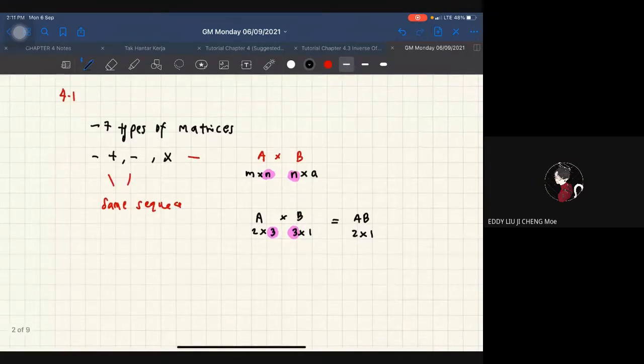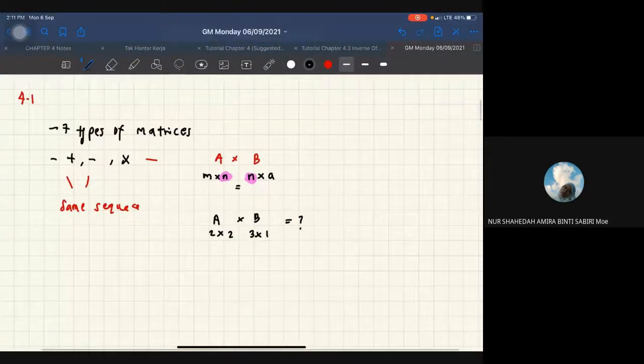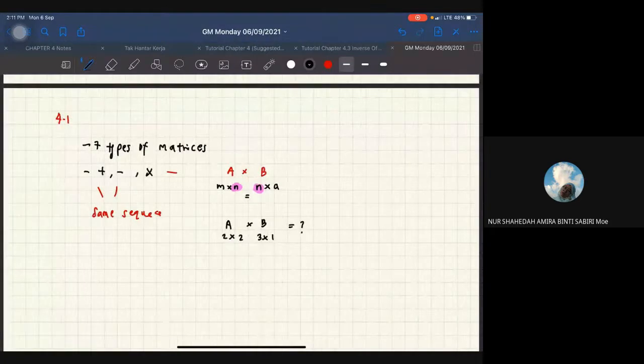If let's say lah tak sama. So contohlah, instead of 3 kat tengah ni, you have 2. So adakah kita boleh multiplykan these two matrices? Can we multiply these two? No, cannot. Tak boleh. Okay, so dia tak compatible. Okay, so tak ada jawapan lah, kiranya kita tak boleh nak multiply dia. Alright, keep that.